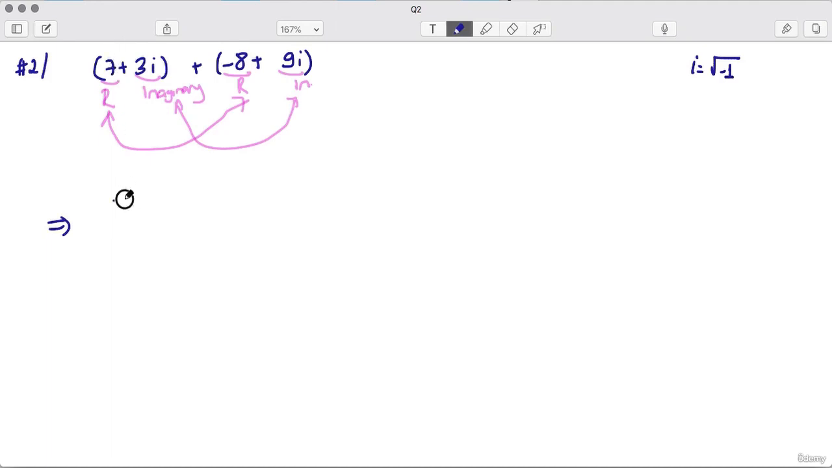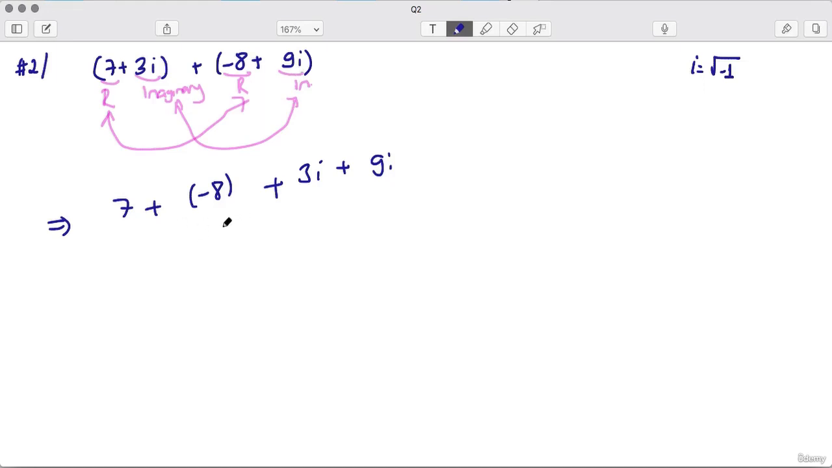I get 7 from here, 7 plus -8 from the second complex number, plus the imaginary parts, no? 3i from the first complex number, plus 9i from the second complex number.